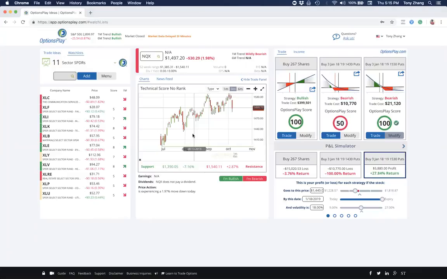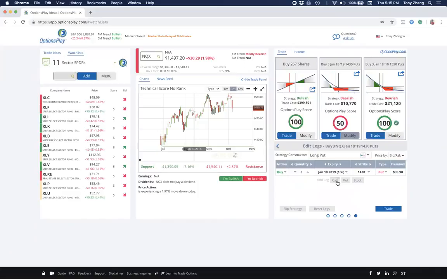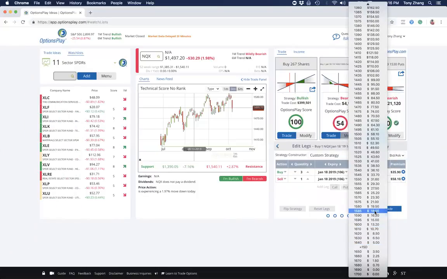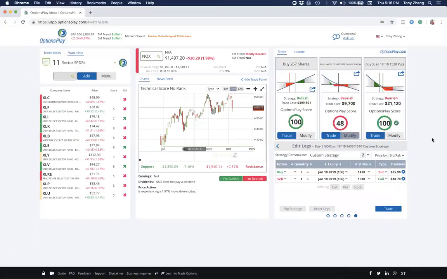JB's asking, can you use a collar for this? So you can, however, I wouldn't recommend doing that because your collar is not actually collared. If you were to sell a call against this, let's say we sold a higher call, let's say we sold a call against that, as you can see, because you don't actually own the NQX index, this is not a covered call. This is actually a naked call.